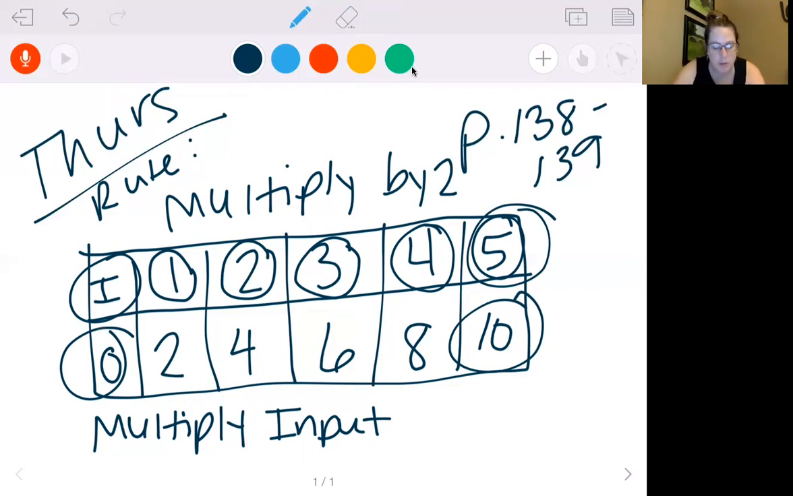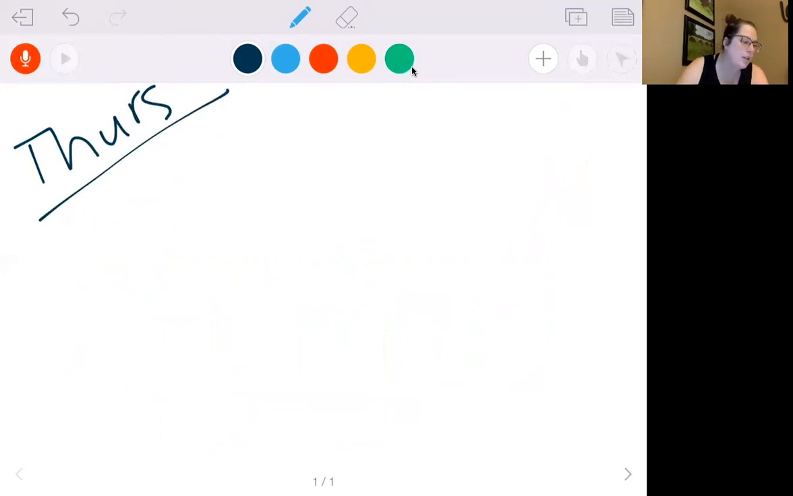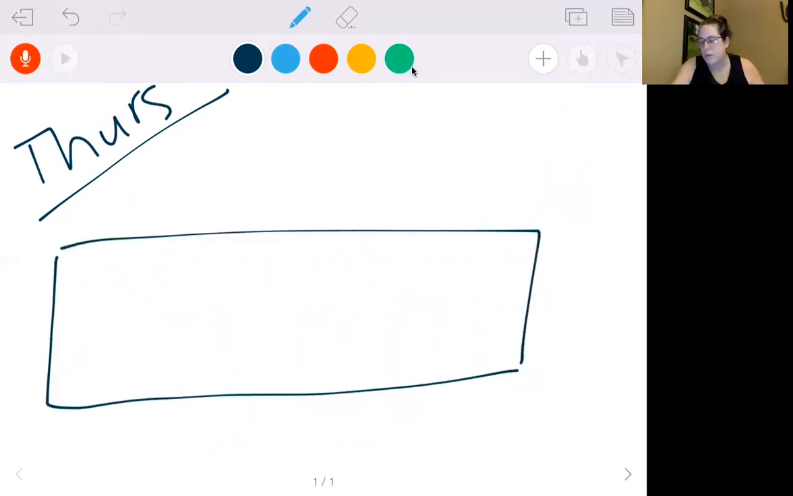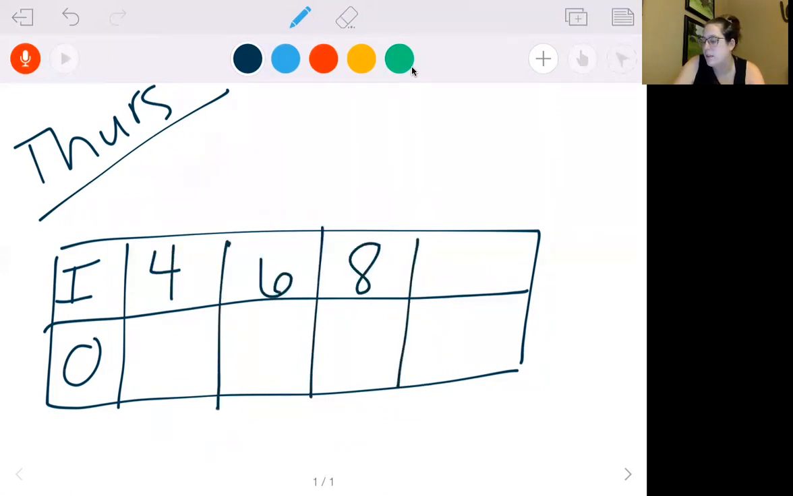What I really want you to be able to do right now is to find the number patterns and to draw up the table. So let's do another one together. I'm going to clear this page. So let's do one like this. Input, output. Let's do 4, 6, 8, 10. Okay, so let's make our inputs these.